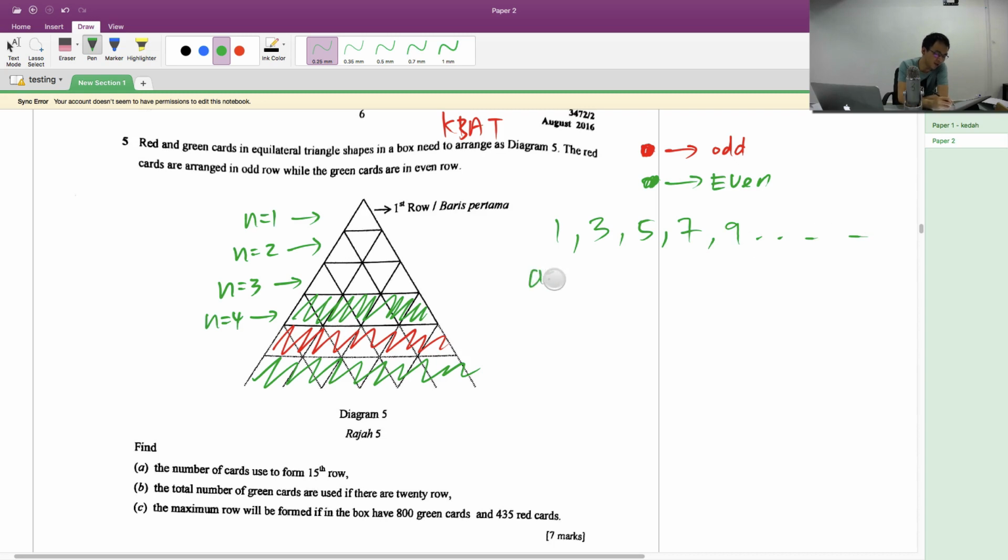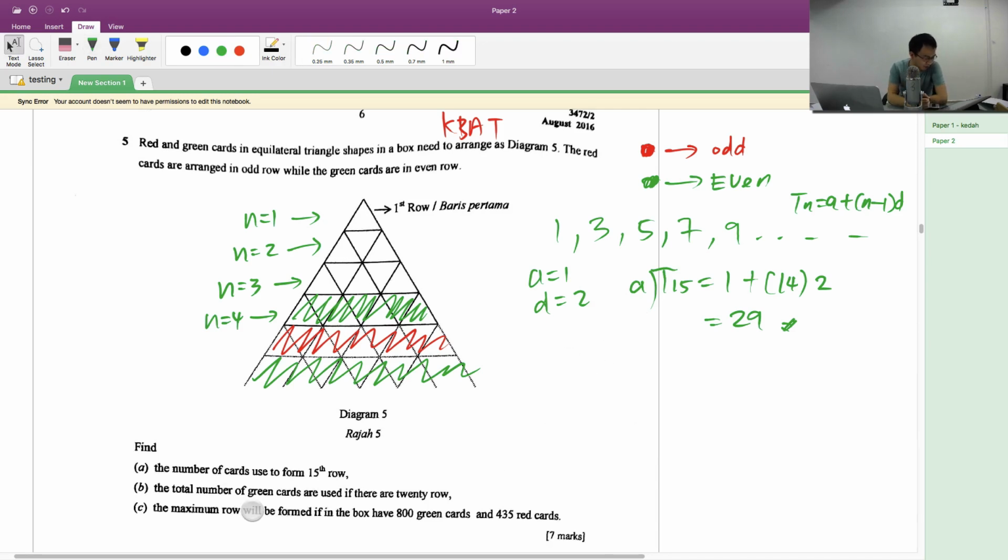So if a equals 1, d equals 2, 3 minus 1, you get 2, or 5 minus 3, you get 2. So now the question asks me to find T15. Tn formula is just a plus (n minus 1)d. So my a is 1, plus n minus 1 is 14, d is 2. So it's 28 plus 1, 29. So I think part A is just 1 or 2 marks. Right, so then we go to part B.